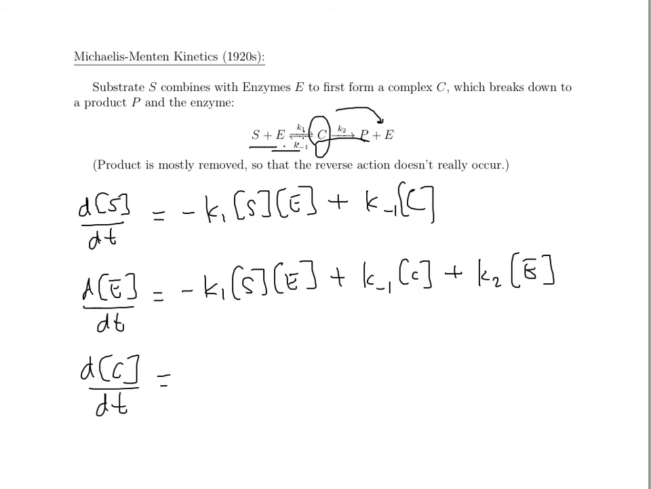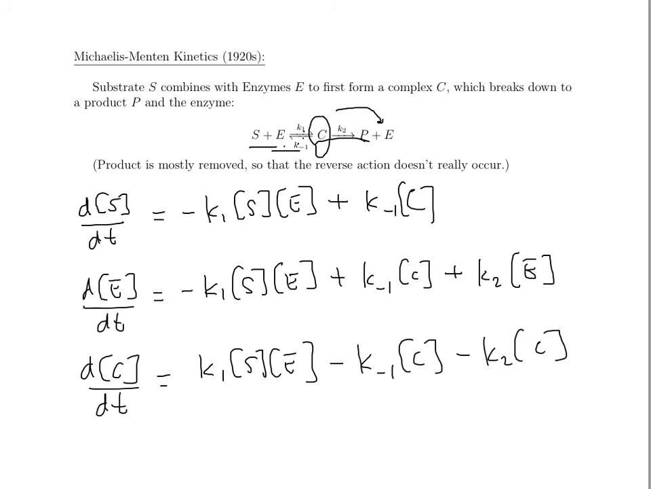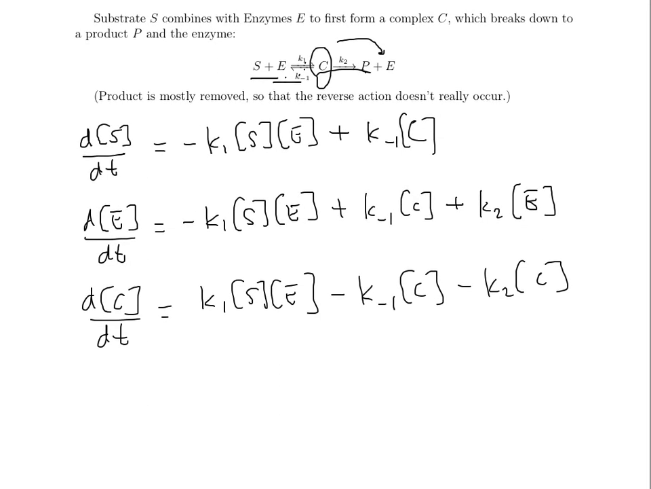And then C changes by our substrate with our enzyme. And then we lose, arrows are going out, with K minus 1 of C, and K2, some percentage of that same rate, which we're losing that concentration. And then finally we can do one last equation for the amount of product, and that will be gained from how much C is happening at a chemical reaction rate K2.